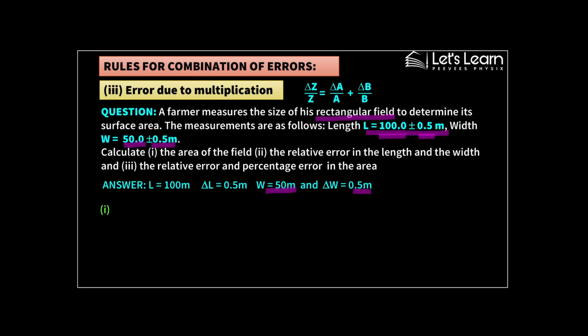For area, we have to go for multiplication, length times width. Length is given as 100, width is given as 50. When you multiply them together, the area will be 5000 meter cube.